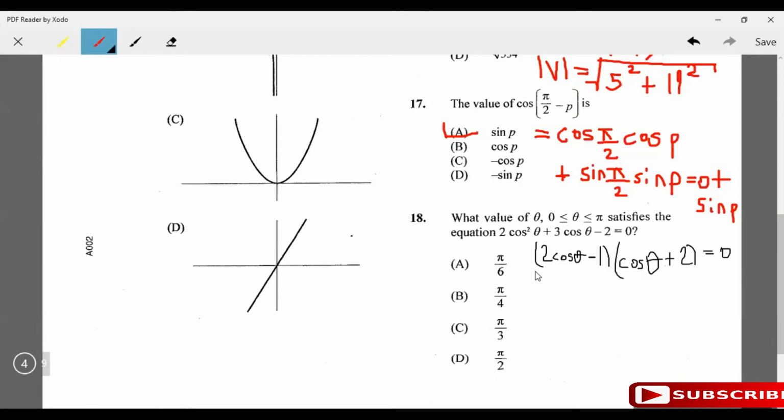We're solving 2 cos theta minus 1 equals 0, or cos theta plus 2 equals 0. From the first one, if 2 cos theta minus 1 equals 0, then cos of theta is equal to 1/2. Then theta is cos inverse of 1/2, and we know that cos of 60 degrees is 1/2. Which one of these is 60? That's pi by 3. So that's question 18. Answer is C. Easy question.